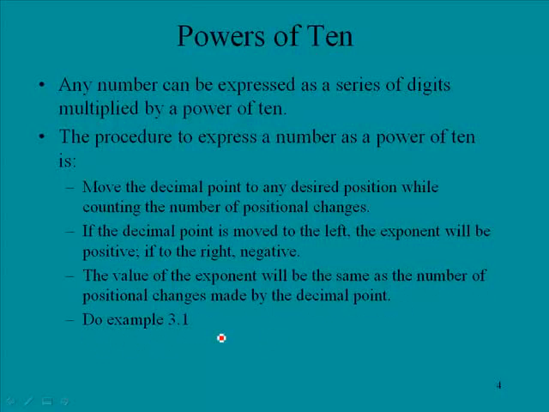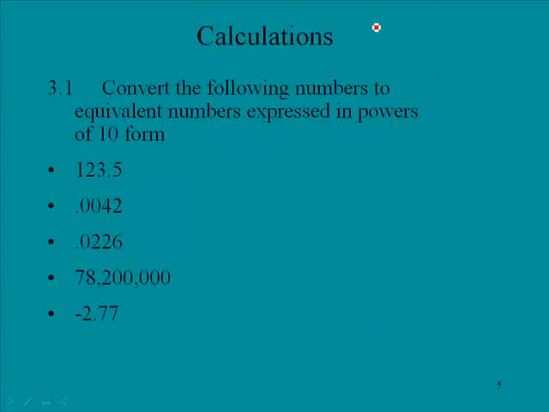And I want to look at the examples in 3.1. So let's convert the following numbers to equivalent numbers expressed in powers of 10 form. So we start out here, we have 5 values, and you don't usually do this, but we could say all of these numbers are times 10 to the 0, because 10 to the 0 is 1, so any of these numbers times 1 is in fact itself. You don't usually do that, but we could say that.